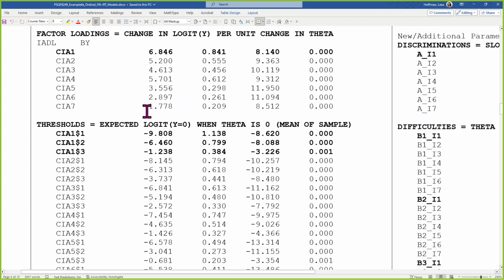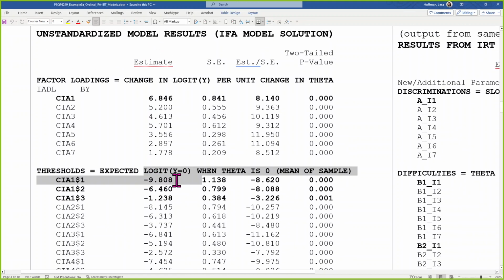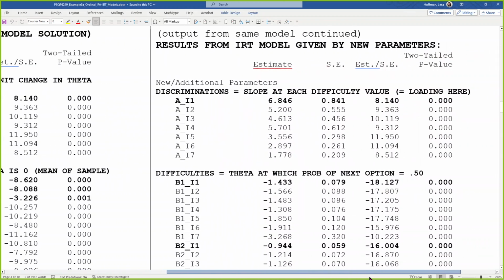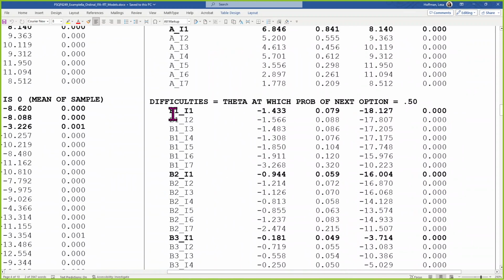But if I take this threshold and divide it by this loading, I end up with the IRT solution that I asked for using model constraint. There's the result. So if item 1, for instance, is designed for the difference between can't do it and big problems doing it, it requires a theta of minus 1.4. So for somebody with relatively low ability, that's where that transition is most useful.